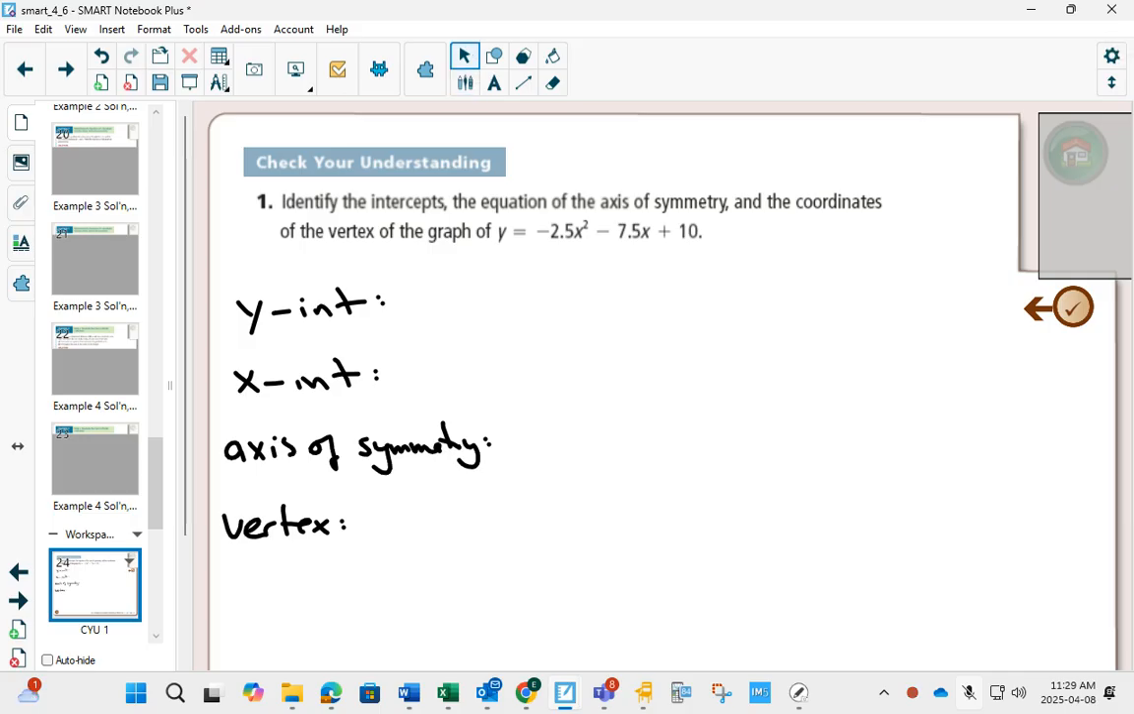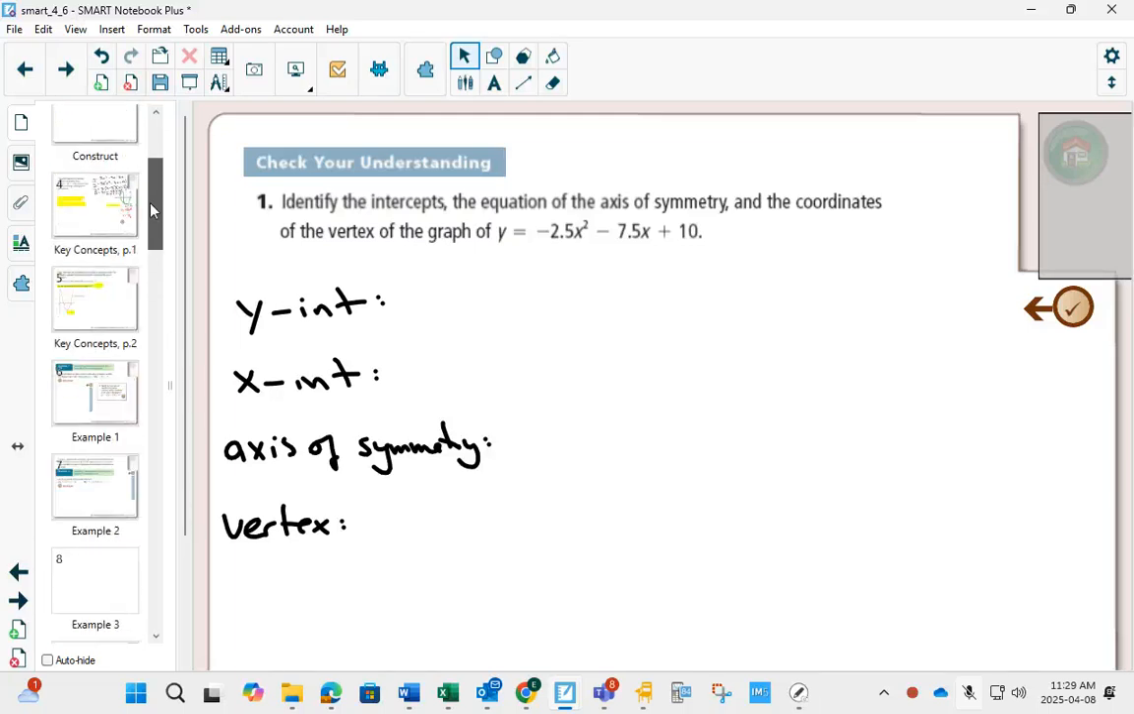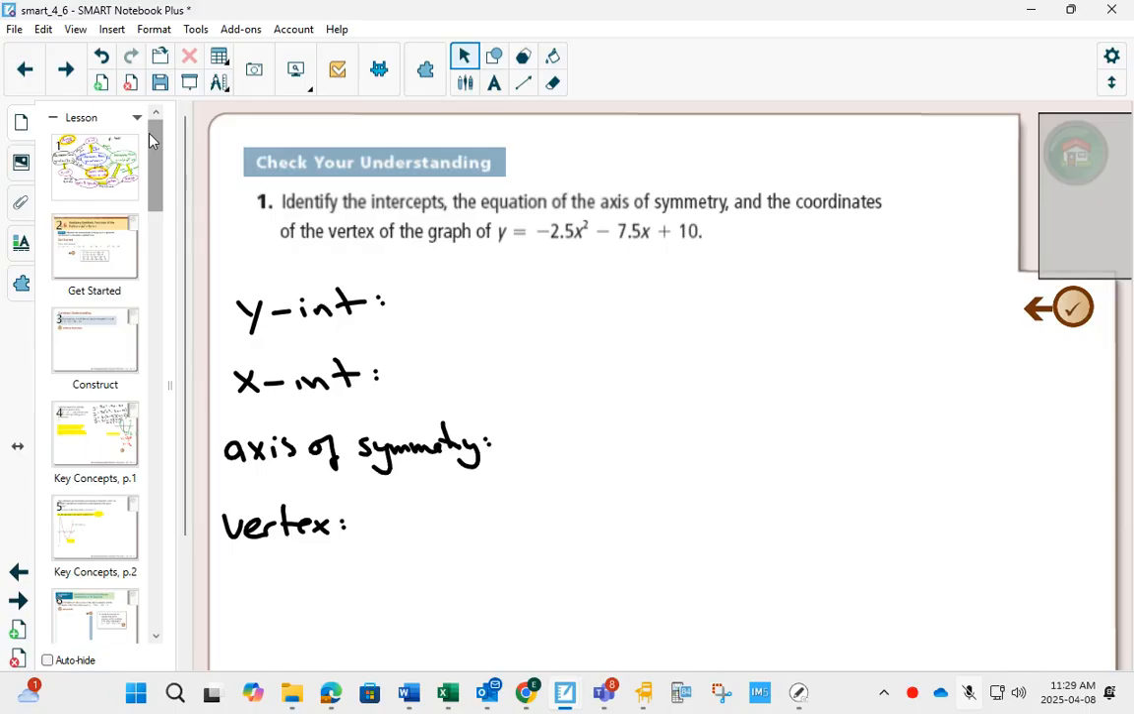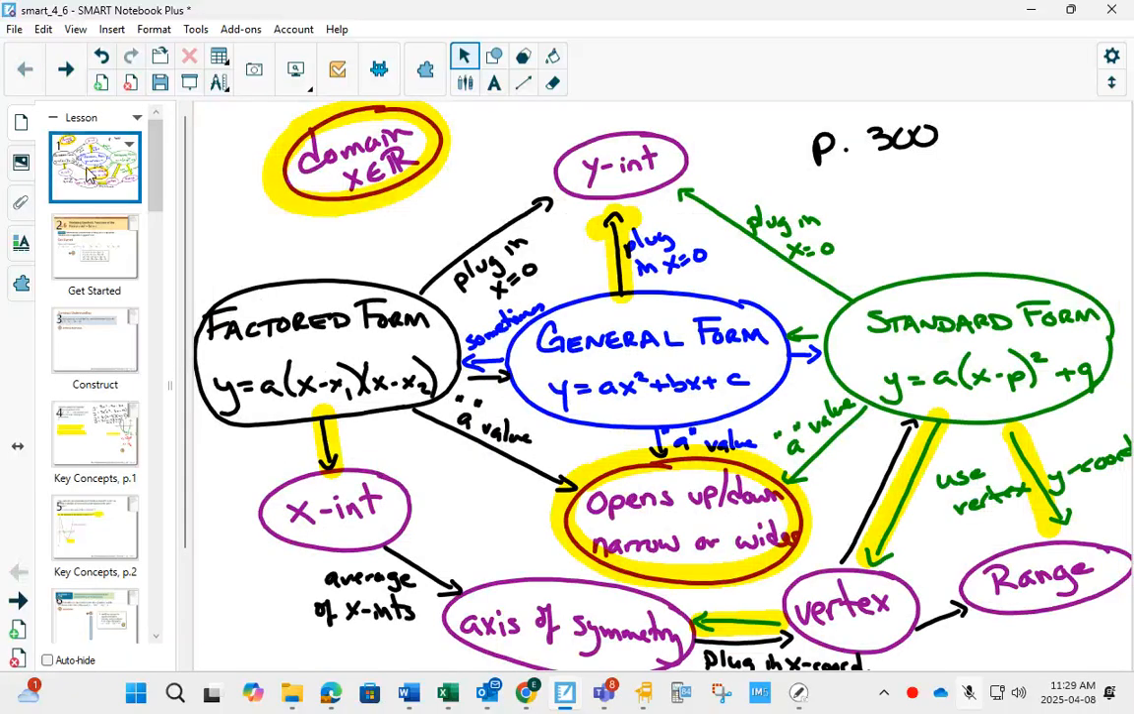And this is where the chart that we drew at the very beginning is super helpful. Okay? You notice they gave us the general form of the equation. So according to this chart, we're starting in the blue. We need to find intercepts, vertex, axis of symmetry. So starting in the blue, of those 4 things, what's the easiest one to find first? The y-intercept, because that actually is highlighted in yellow. It's super easy from the general form. So I'm going to do that first.